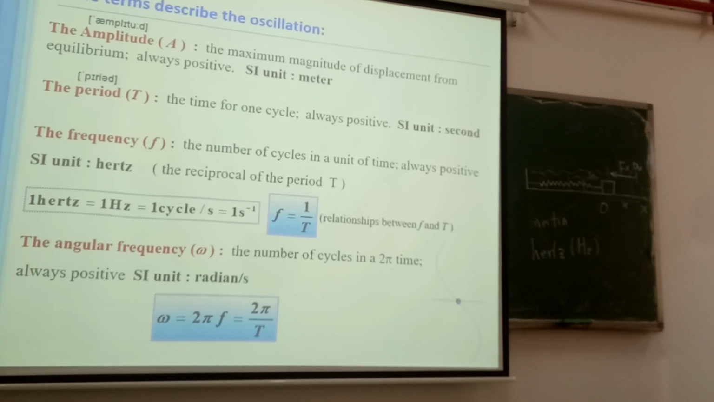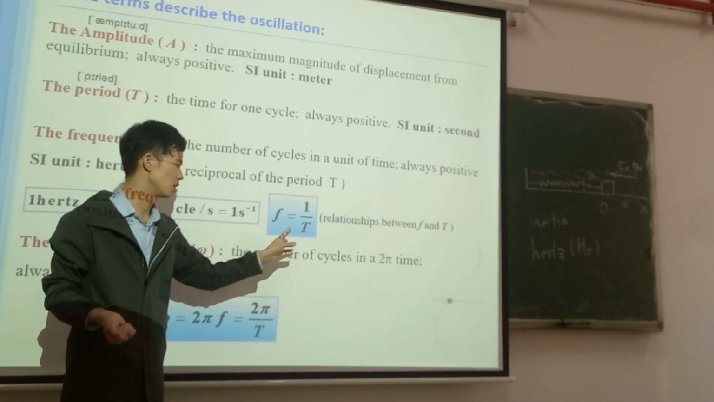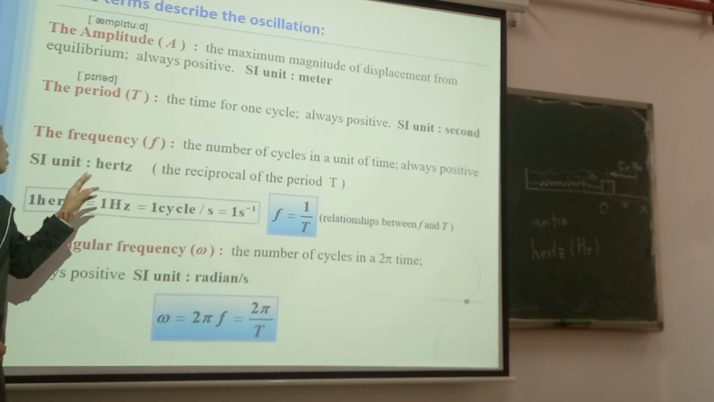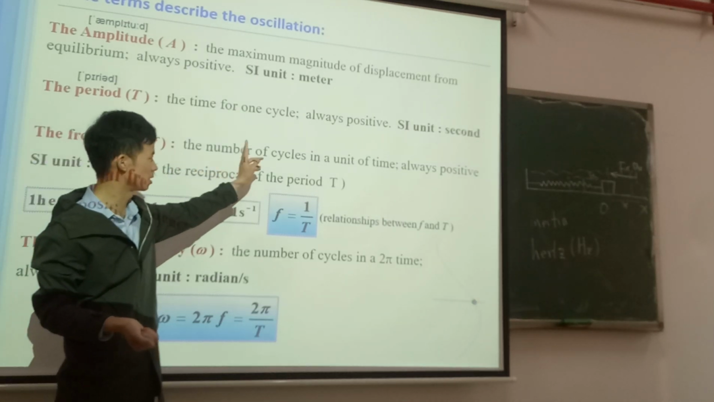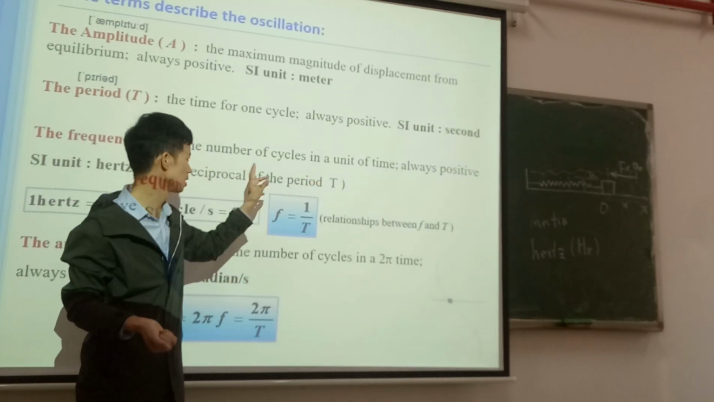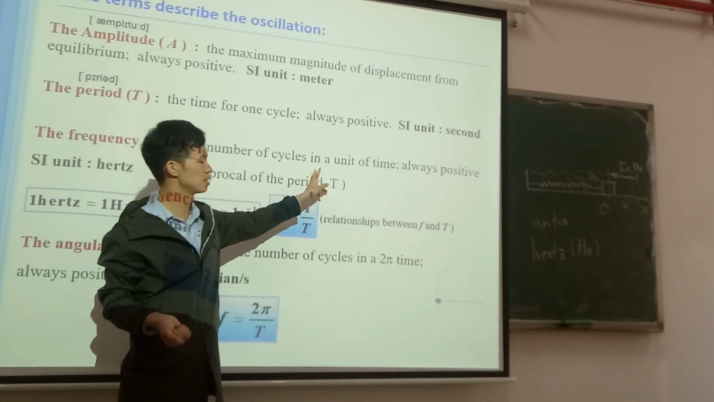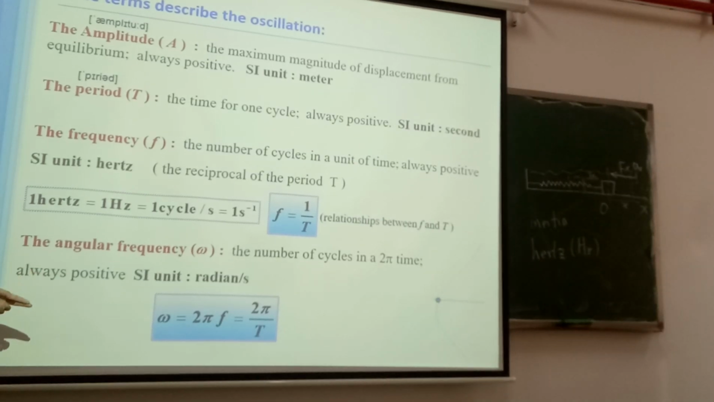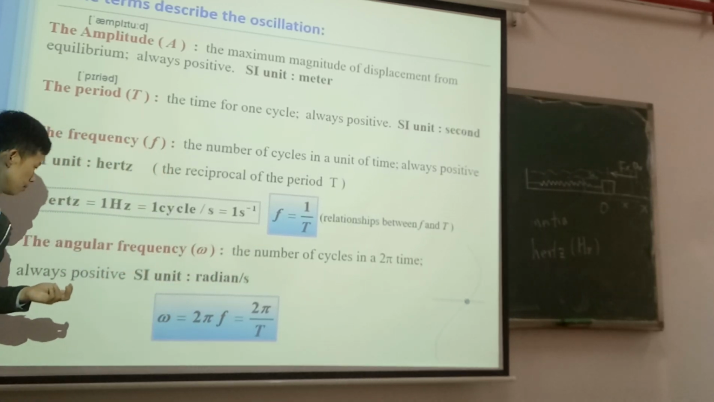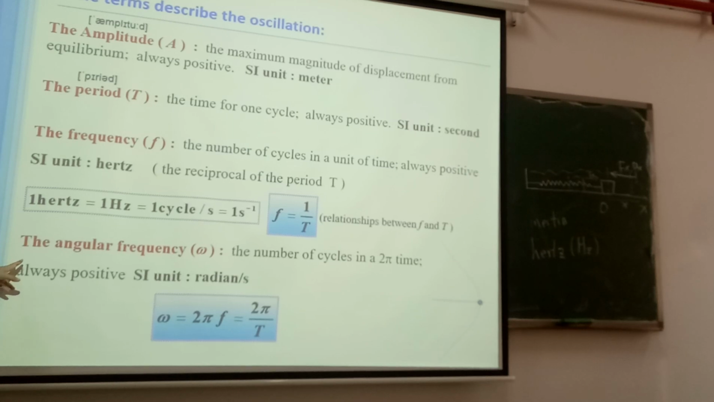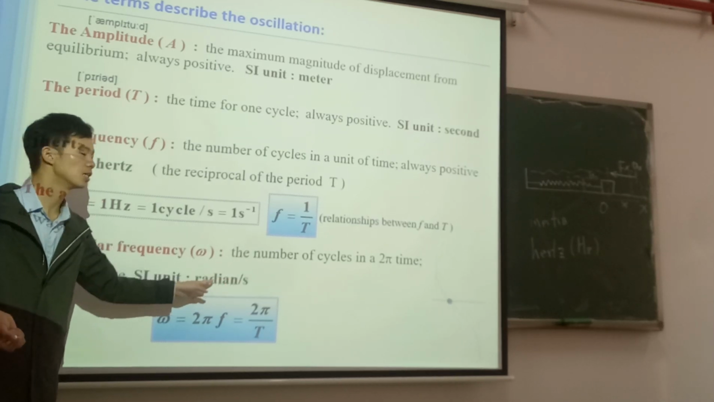The fourth one is the angular frequency. The angular frequency is the number of cycles in 2 pi time. The difference between frequency and angular frequency: the frequency is the number of cycles in a unit of time, so it is always the number of cycles in 1 second. And the angular frequency is the number of cycles in 2 pi seconds. The unit is radians per second.